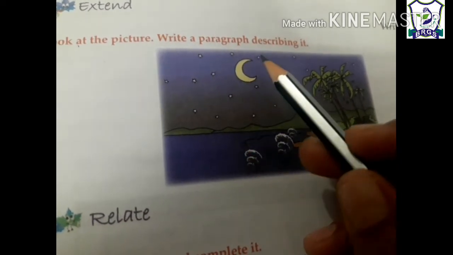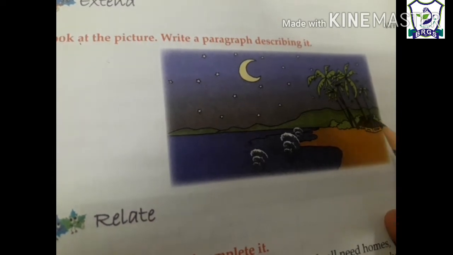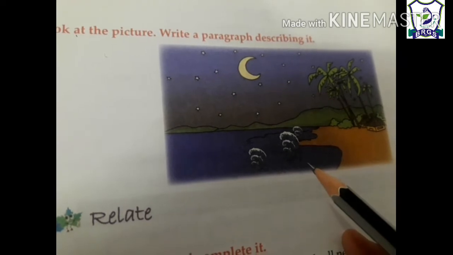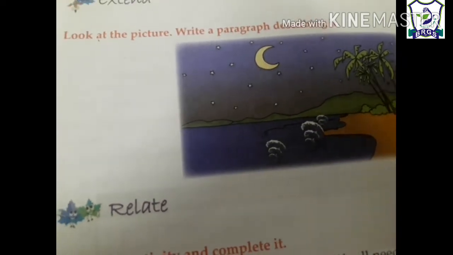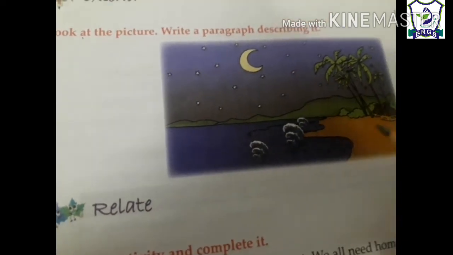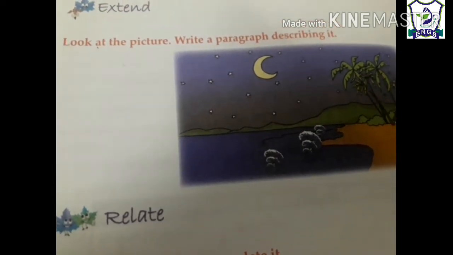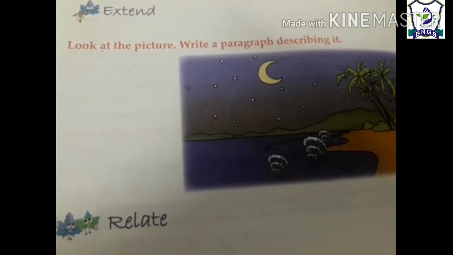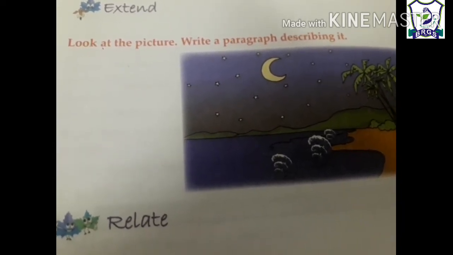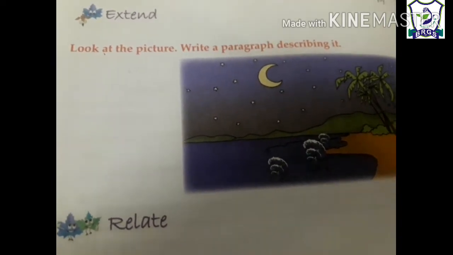So the crescent moon is hanging over the beach. There are some houses on the beach. Palm trees are also there on the beach. So in this way, you can describe the tides and you can describe the greenery here. And you have to write a paragraph of 6 to 8 lines only. Don't write separate lines, you have to write a paragraph. Don't give numbers to your lines. Okay. Write the 6 to 8 lines in paragraph form.